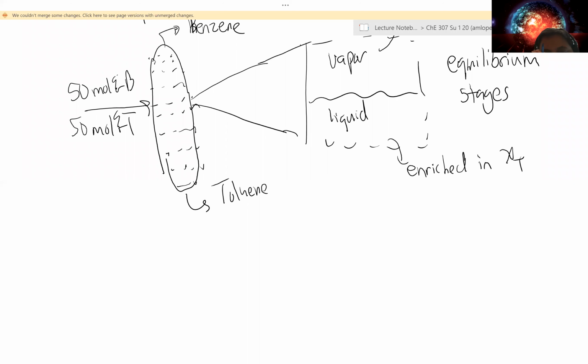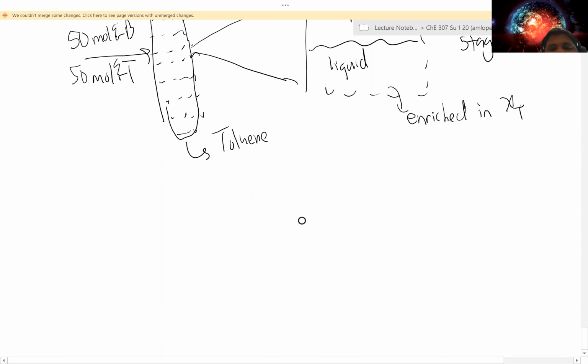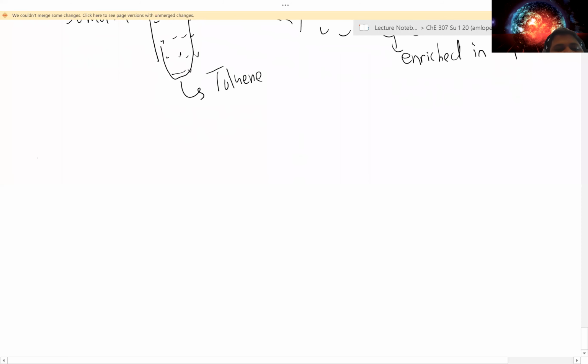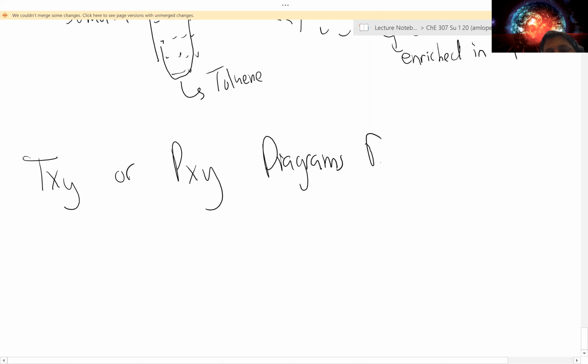That is the main principle of how distillation columns work. And so another way in which we can visualize this vapor-liquid equilibrium is through what's known as TXY or PXY diagrams. This is typically for two-component systems.